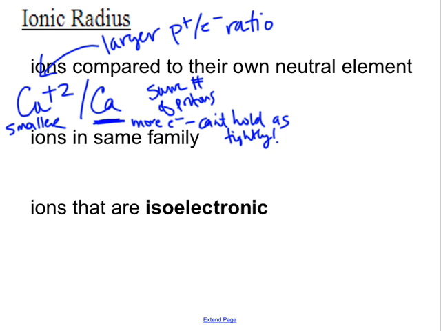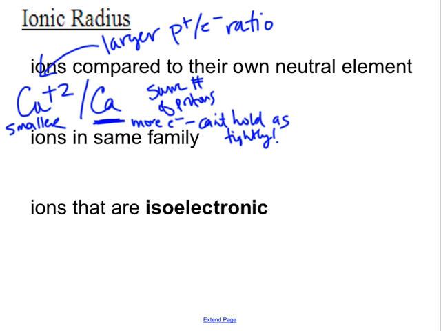Okay? The important part is recognizing those two things have the same number of protons. A quick way is to look at charge. The higher the charge, that means there's more protons than electrons, right? So that means the pull is tighter. So if you're comparing sodium and sodium plus 1, sodium plus 1 is smaller.